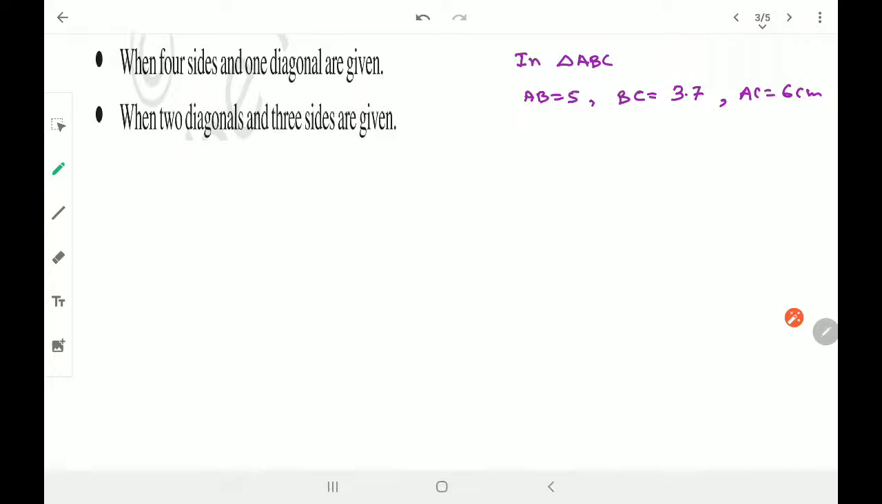How do I construct this triangle? Simple and easy. First of all, draw a rough diagram. It is compulsory to draw a rough diagram, remember this. A rough diagram should be drawn without using a scale or ruler. You can directly construct this triangle with a rough hand.